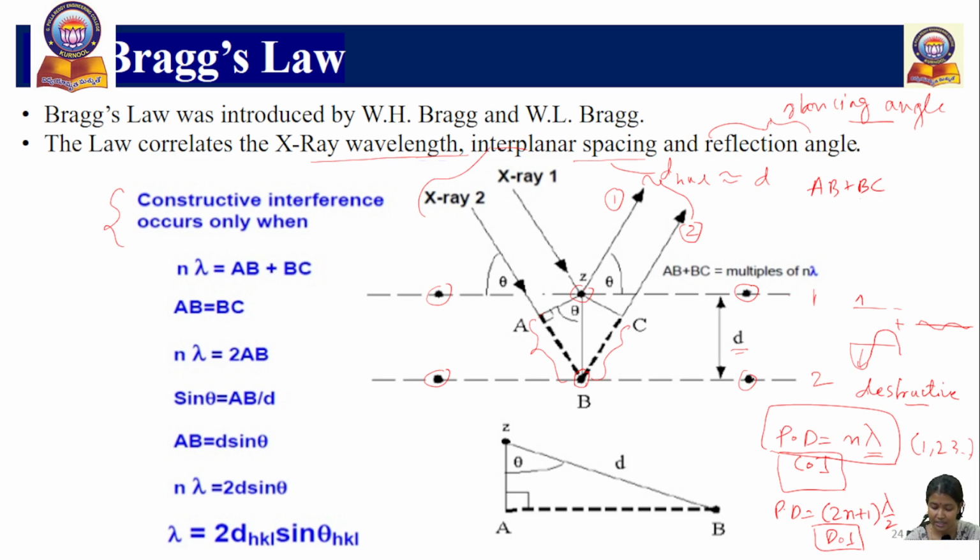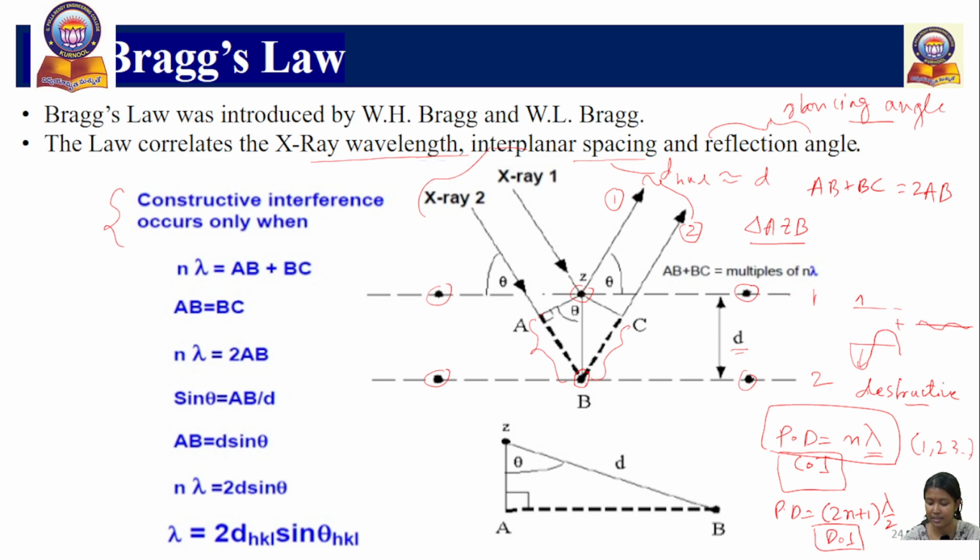Now let us find AB and BC. You see these two triangles AZB and BZC, they are congruent triangles. So AB and BC are equal. So AB plus BC equals, you can write 2AB, because both of them are equal. Now how to find AB? Let us look into this triangle AZB.